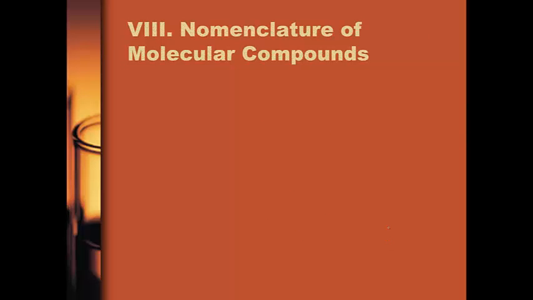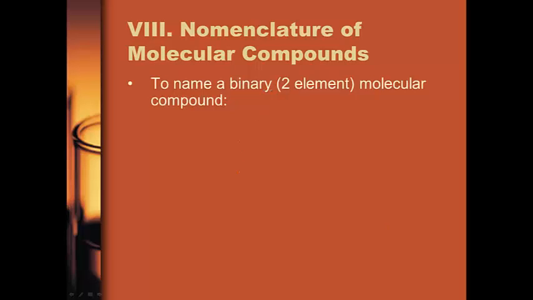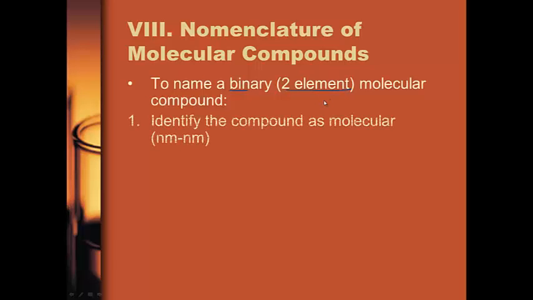Okay. Nomenclature for molecular compounds. To name a binary molecular compound, binary just means there are 2 elements. Doesn't mean 2 atoms. 2 atoms is diatomic. Binary means 2 elements. First of all, you have to know it's a molecular compound. How do you know that? Look at the formula. It has to be a nonmetal bonded to a nonmetal.